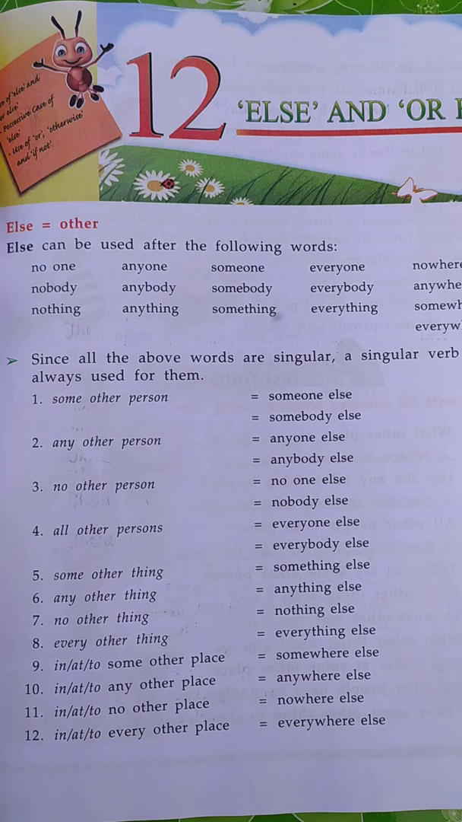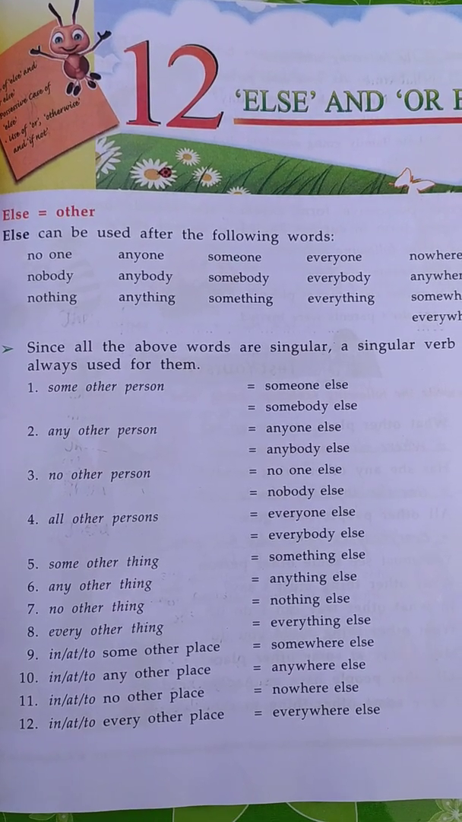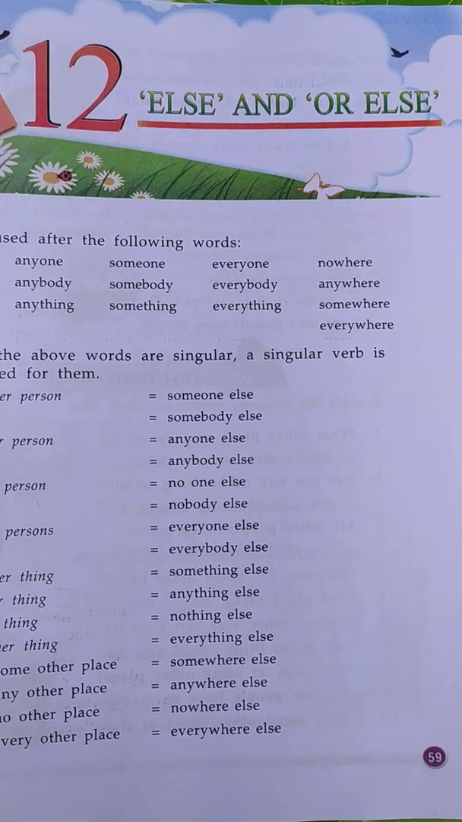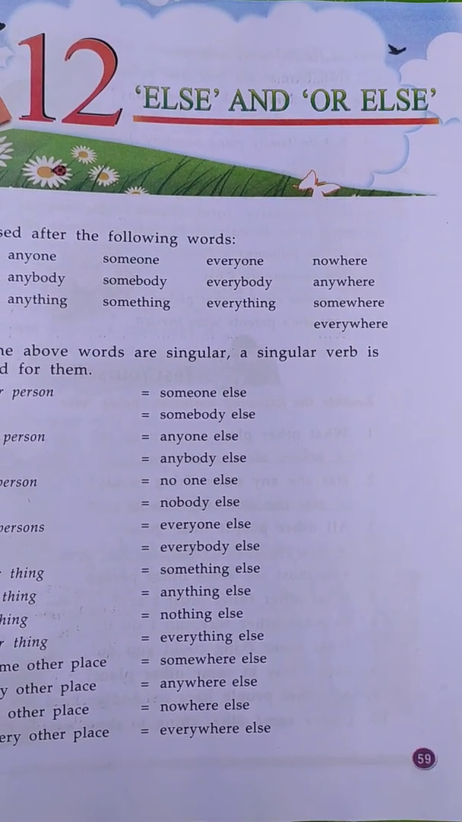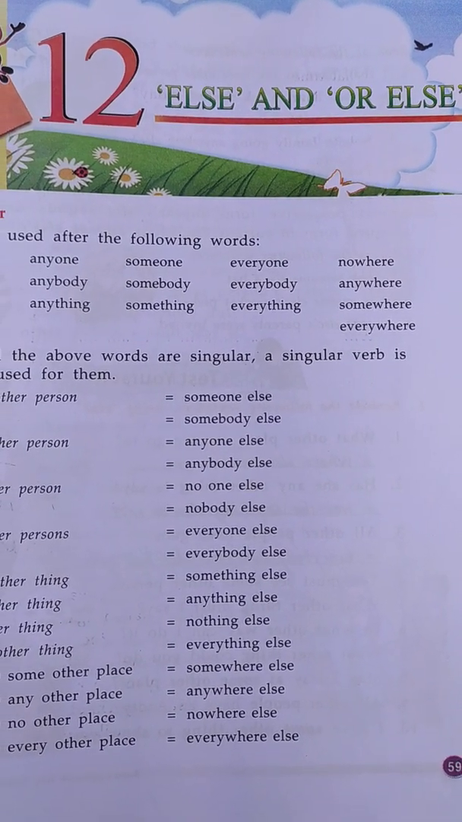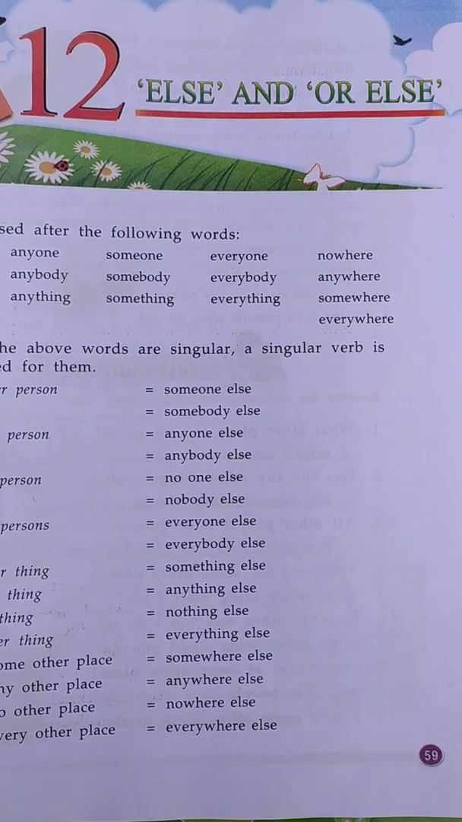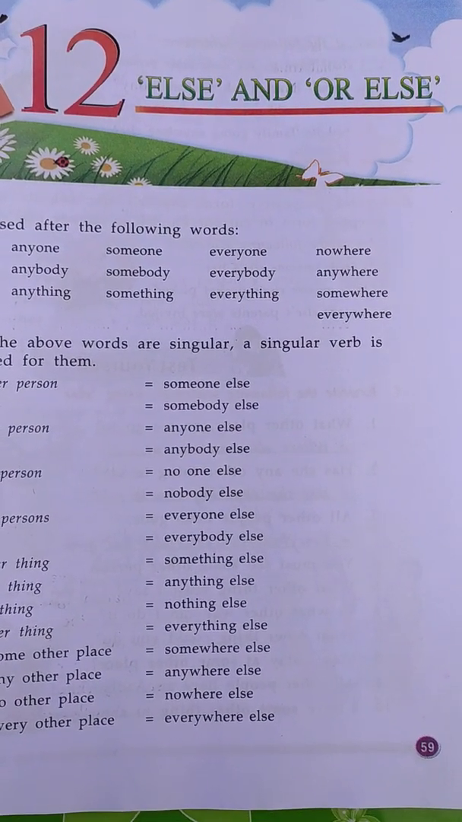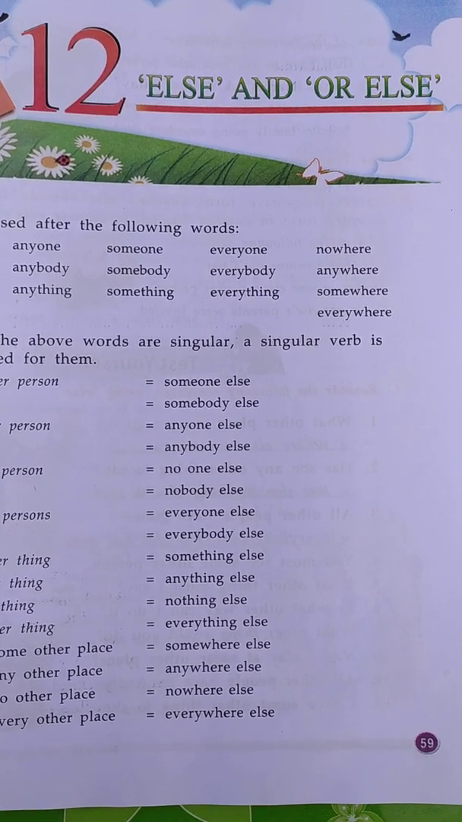Today in this video we are going to study chapter 12 in your English grammar book. So students, now open page number 59 in your English grammar book. Now see on the top of the page there is chapter 12. Chapter 12 is about the topic else and or else.